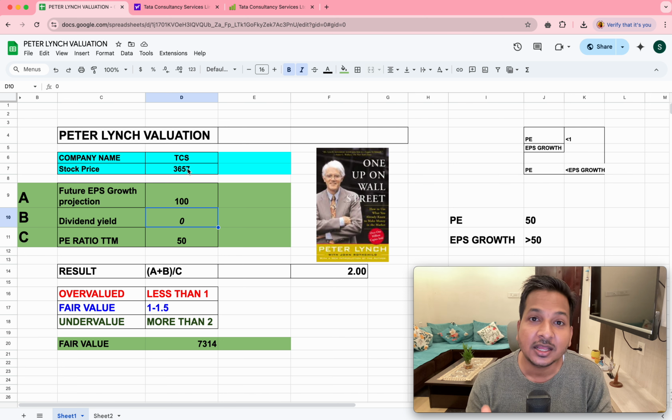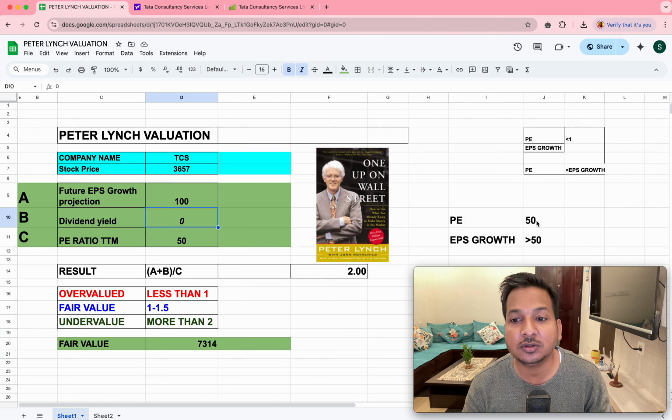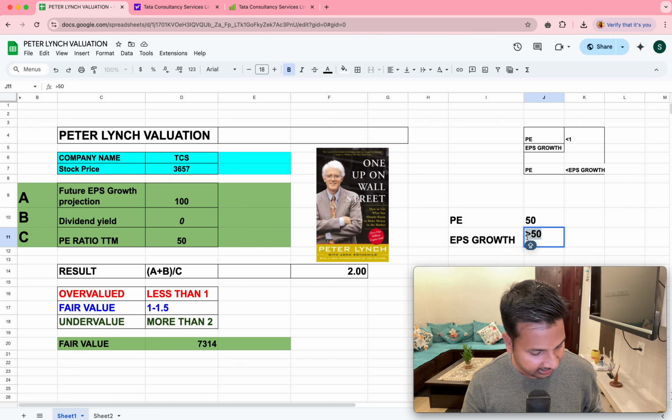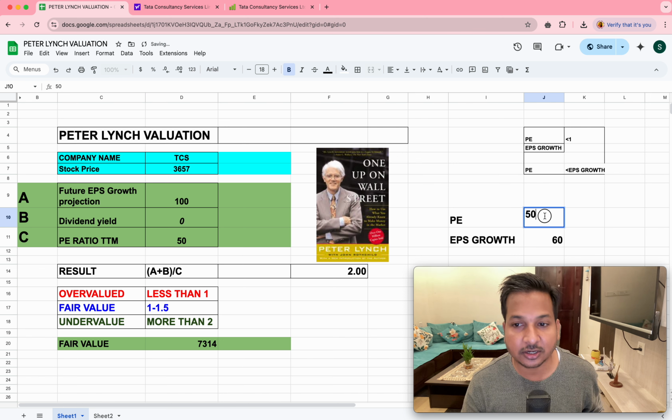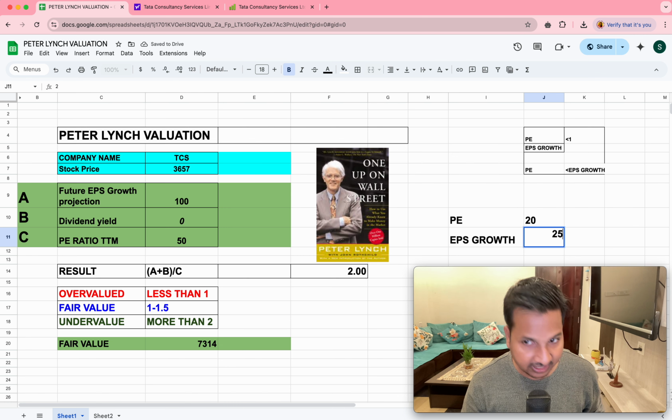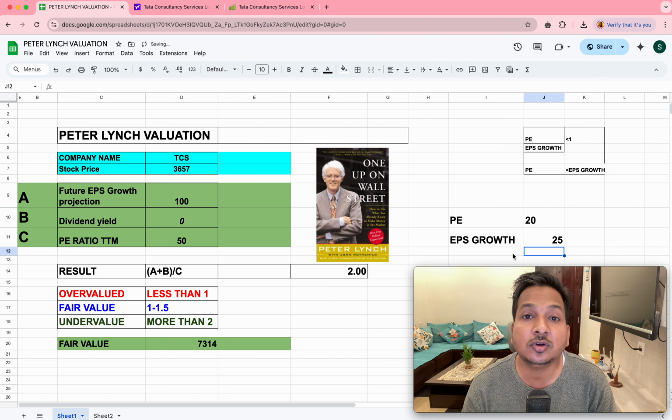I am repeating: when in any share the EPS growth beats the P/E, when the EPS growth is higher than the P/E ratio, like suppose here EPS growth comes 60%, whereas your stock is trading at 50, or your stock P/E is around 20. Suppose your stock P/E is 20 and you are getting an EPS growth of 25. This is the time you should buy, because at that time the current value of your stock is undervalued.